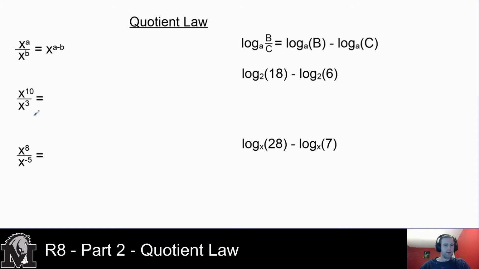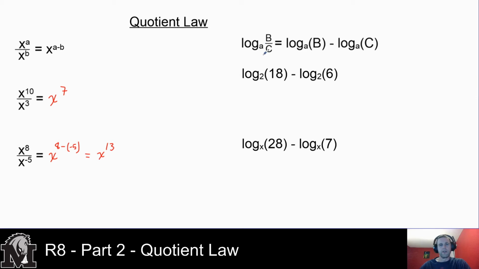We can show that with some numbers here. So x power 10 divided by x power 3 ends up being x power 10 minus 3, which is 7. Feel free to pause it and give this a try on your own. X to the power 8 divided by x power negative 5 is x to the power 8 minus a negative 5, which ends up being x to the power 13.